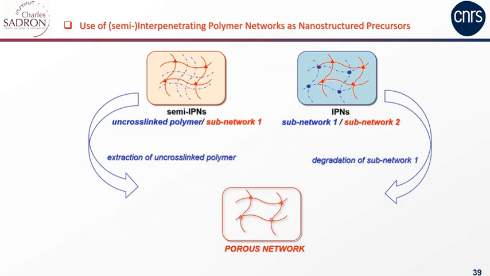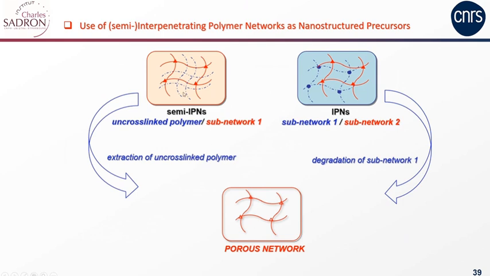Okay, the last approach to generate porous materials with controlled porosity is the use of semi-IPNs or IPNs. Semi-IPNs means semi-interpenetrating polymer networks. IPNs, interpenetrating polymer networks. So a semi-IPN is constituted of an uncross-linked polymer in blue, which is entangled in a subnetwork in red, so a cross-linked polymer. And an IPN is constituted of 2 networks entangled one with each other.